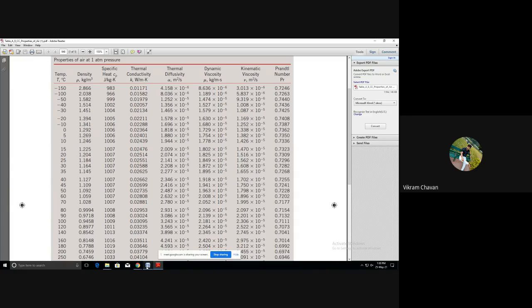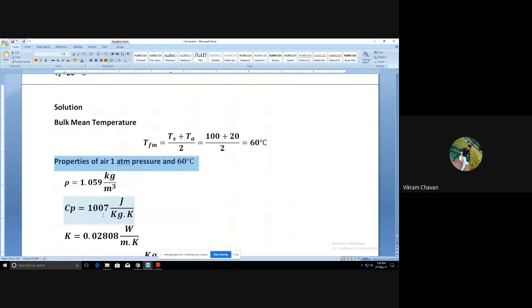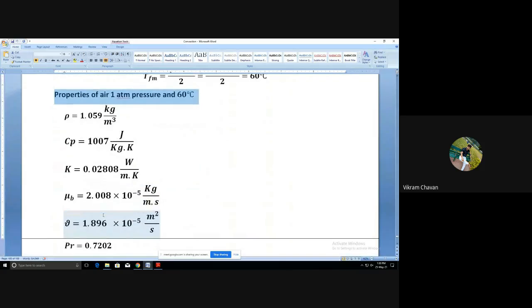So in this fashion, we have to find the properties of the air or fluid from the property table. All the properties I have written over here: properties of air at atmospheric pressure and 60 degrees Celsius. Density rho is equal to 1.059 kg per meter cube. Then Cp is 1007 joule per kg Kelvin.